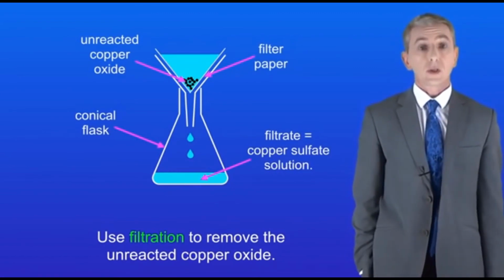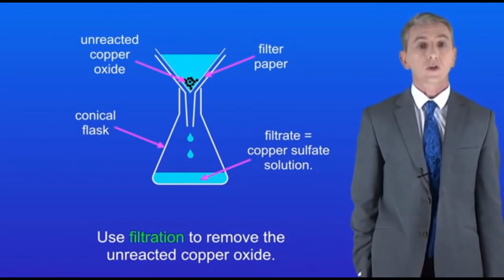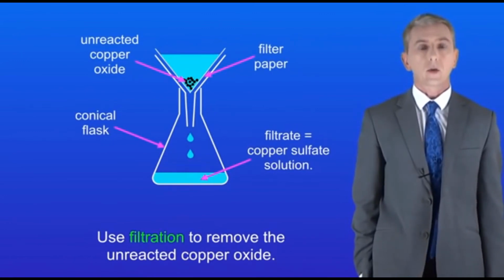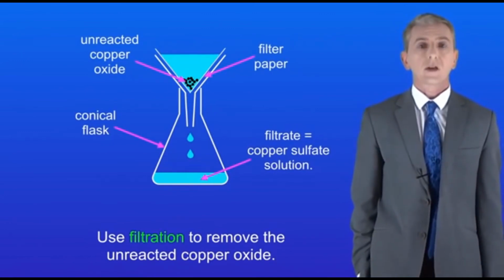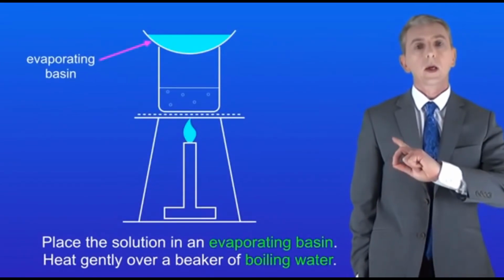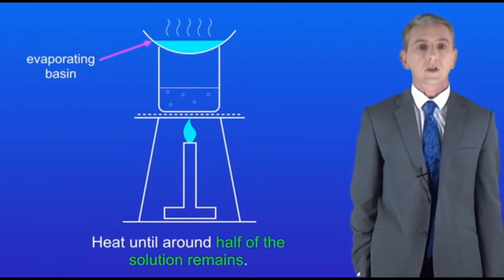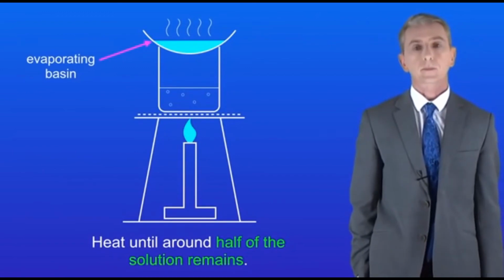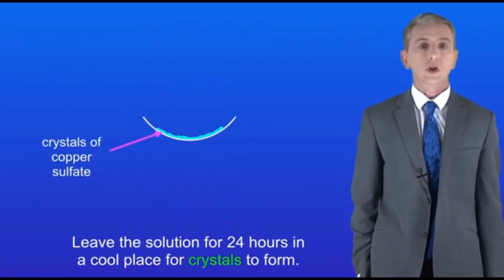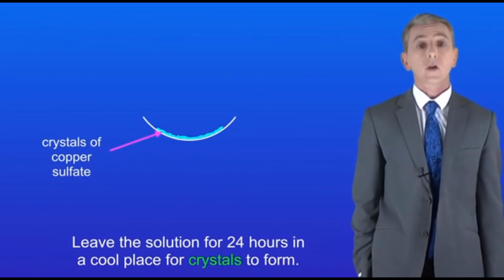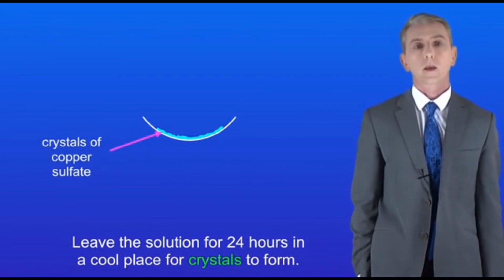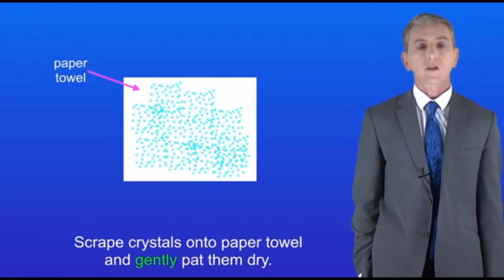Now in the final stage, we need to make crystals of our salt, and to do this we use evaporation. So we're going to look at that now. We take our copper sulfate solution and place this in an evaporating basin like this. We then heat this gently over a beaker of boiling water. We need to heat this until around half the solution remains. At this point, we leave the solution for 24 hours in a cool place for copper sulfate crystals to form. Finally, we scrape the copper sulfate crystals onto a paper towel and we gently pat them dry. Now we have pure, dry.